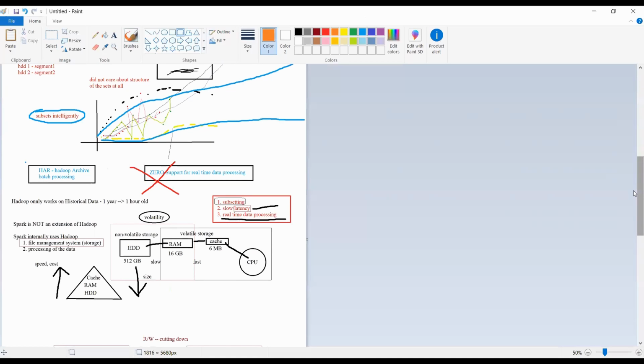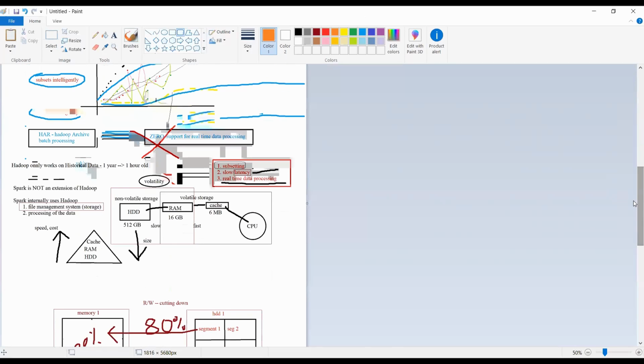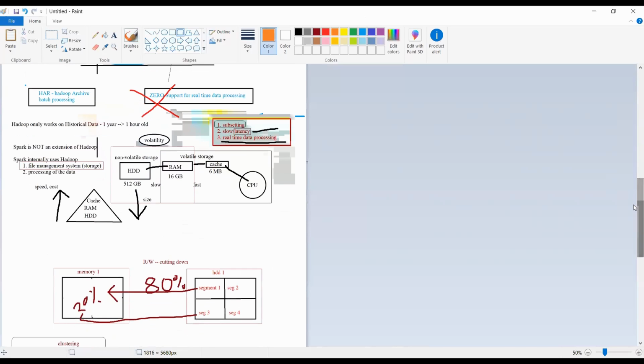RAM is volatile, because if anything happens, the data on the RAM will just go. Am I missing something? And the whole thing goes that way only: cache, RAM, hard drive. Yes.